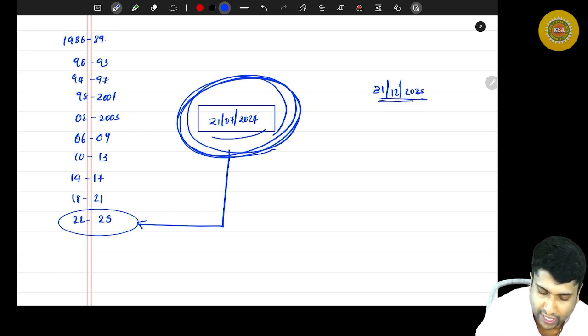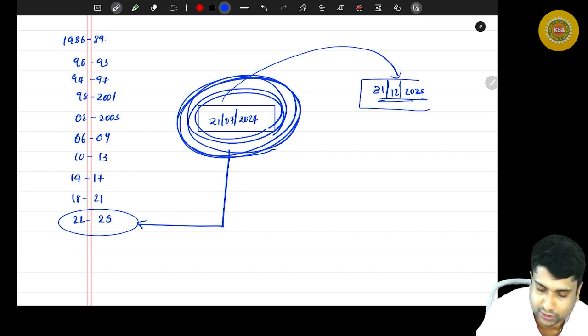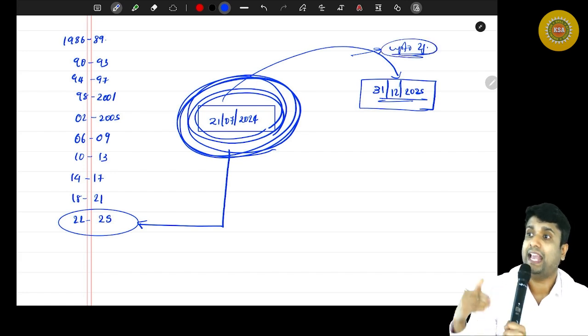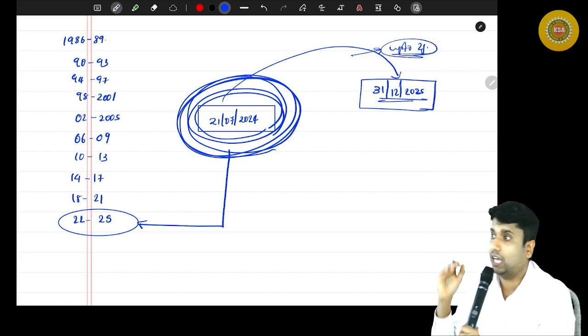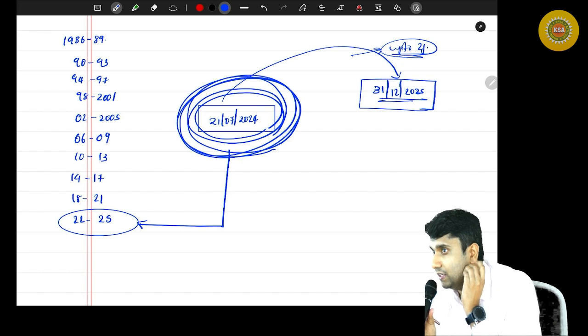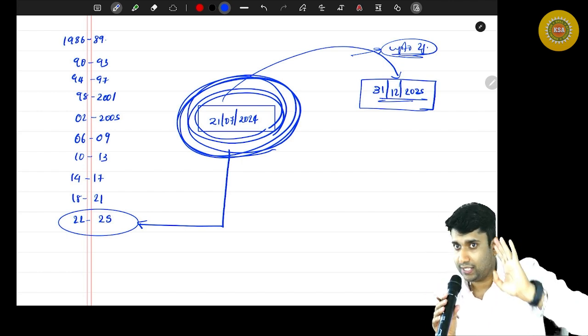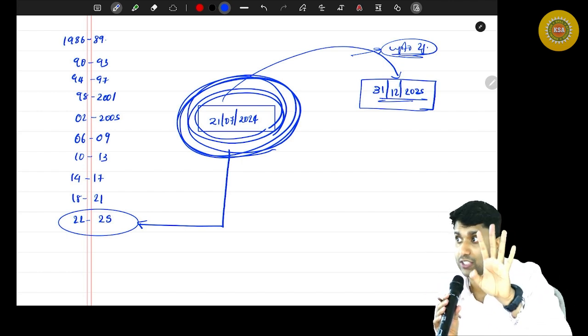So from July 2024 till 31st December 2025, you can perform up to how many journeys? 2 journeys. And you can claim exemption for the traveling cost. Are you all with me? So the one thing that I should understand is that that block is always fixed.